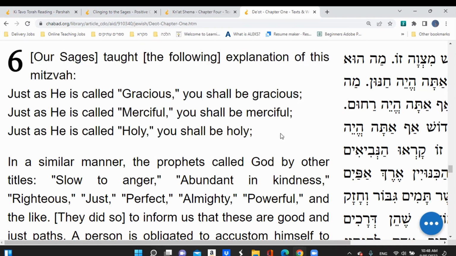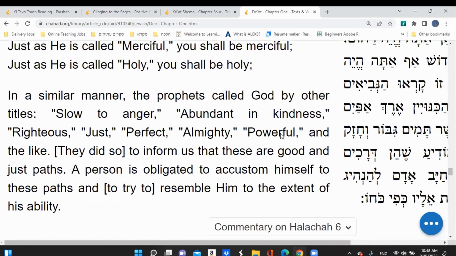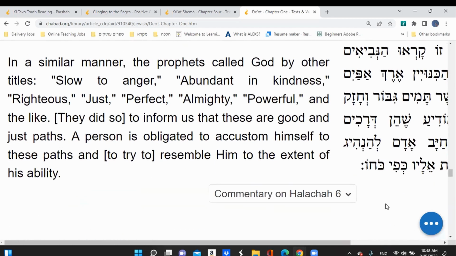Our sages gave the following explanation for this mitzvah. Just as He is called gracious, you shall be gracious. Just as He is called merciful, you shall be merciful. Just as He is called holy, you shall be holy. In a similar manner, the prophets called God by the other titles: slow to anger, abundant in kindness, righteous, just, perfect, almighty, powerful, and the like. They did so to inform us that these are good and just paths.